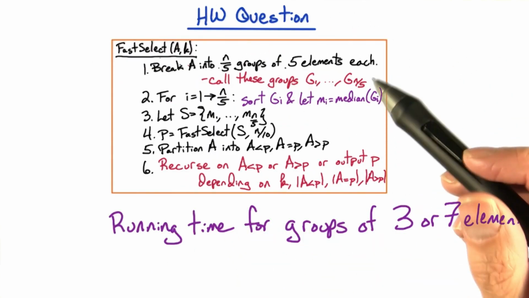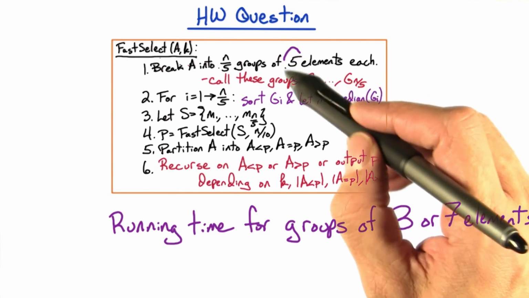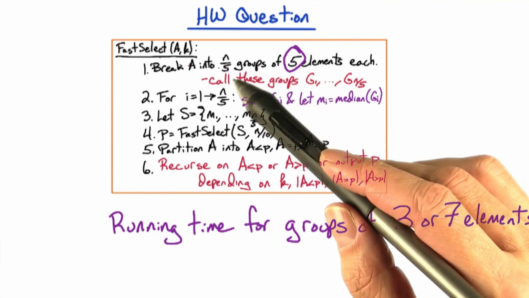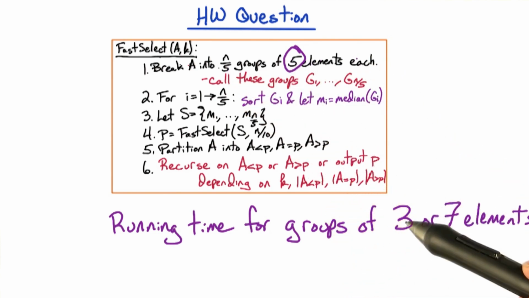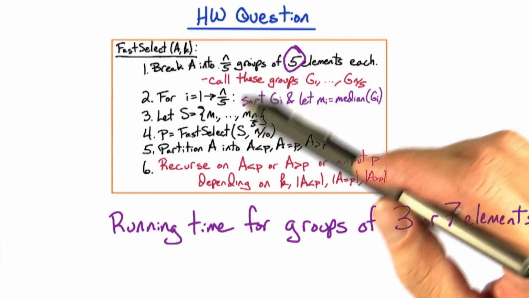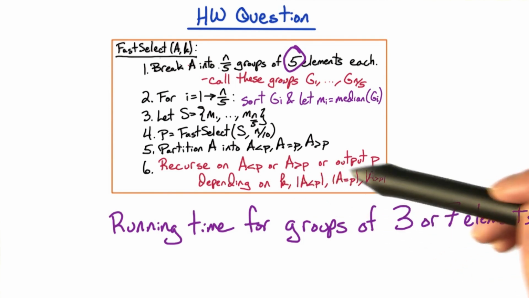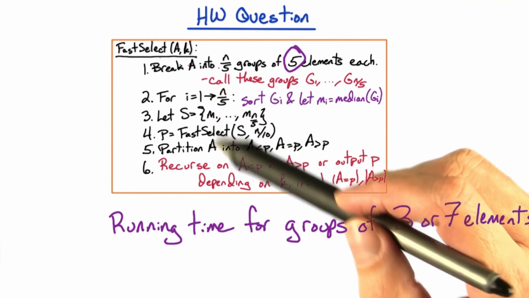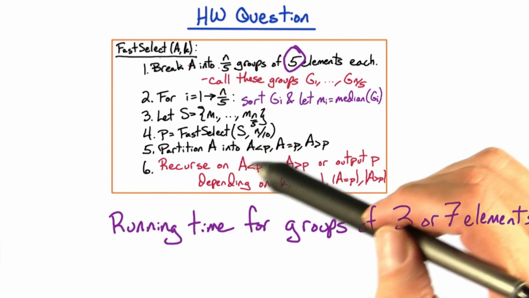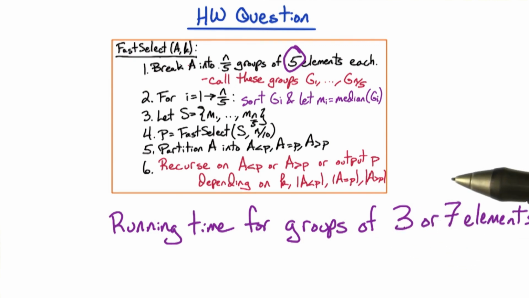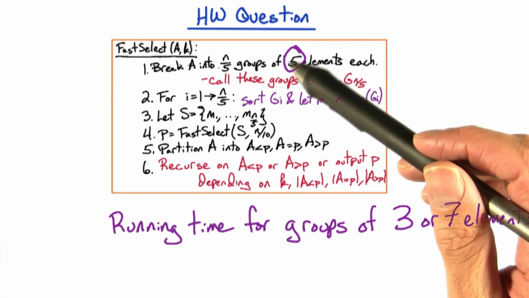Now a natural question is, why do we break A into these groups of 5 elements each? Why did we choose 5? What would happen if we had broken it into n over 3 groups of 3 elements each? Or n over 7 groups of 7 elements each? This is a nice homework question to make sure you understand the analysis of this algorithm. So consider groups of size 3 and 7, and look at the analysis of the algorithm. What is the recurrence in these cases where we break into groups of 3 or 7? Write down the recurrence and see whether it solves to order n or not. That will show you why we consider groups of size 5.